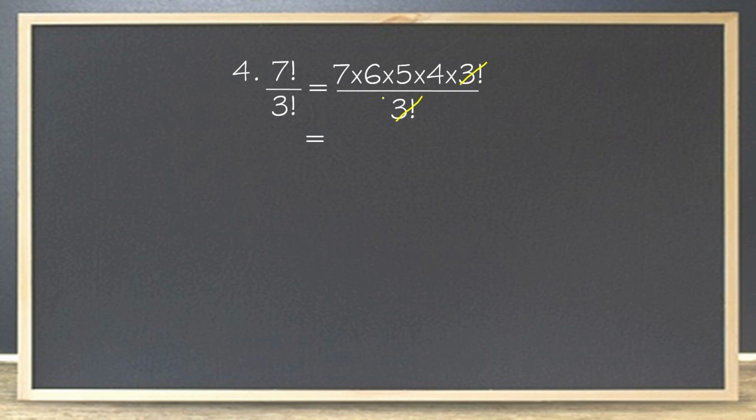So that becomes 7 times 6 is 42. 5 times 4 is 20. So you multiply 42 by 20, you will have 840. So that becomes 7 factorial divided by 3 factorial.